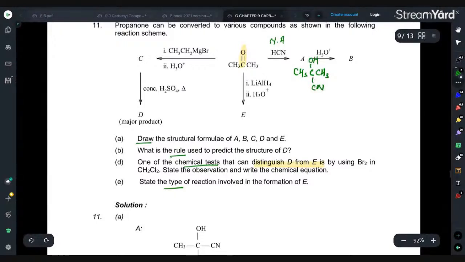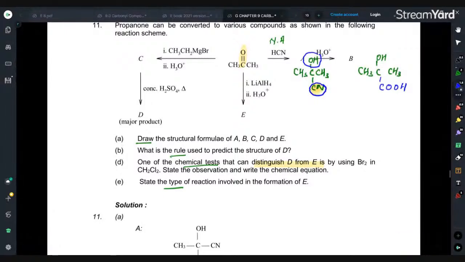Okay, something new for you all for part B. This is what you will learn in the next chapter, carboxylic acid: preparation of carboxylic acid from a nitro compound. So you just copy everything. CH3, COH, and then here CH3 and the CN will become COOH. Here, be careful. The double bond O becomes OH and CN. I just circle or highlight the part that has changed.